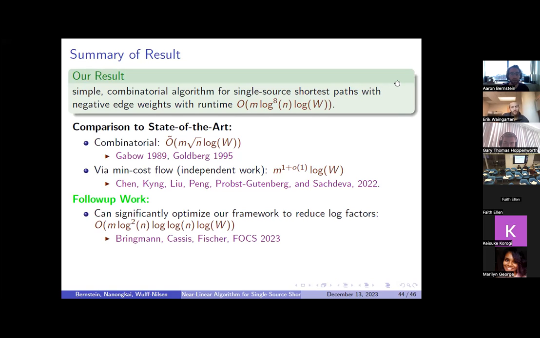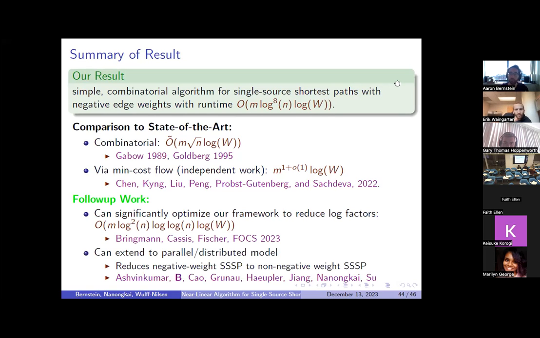And the second is that me and others are able to show that all of these ideas port nicely to the parallel distributed setting. So in effect, in the parallel distributed setting, we can reduce the problem of shortest paths with negative weights to the problem of shortest paths with non-negative weights. So they're equally hard.